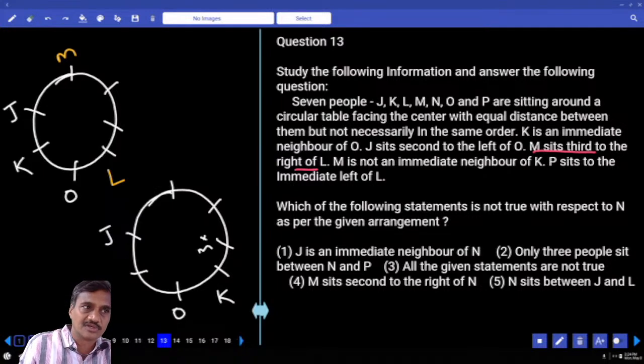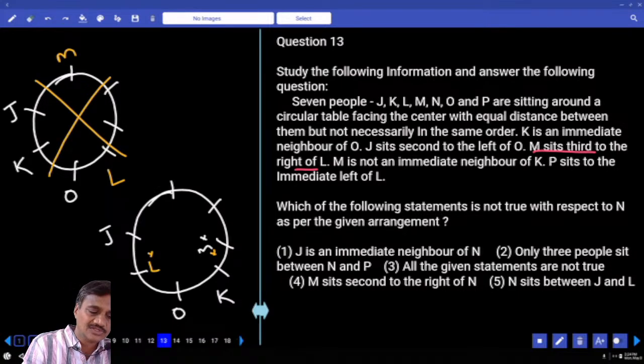Are you getting this point or not? And this case is ruled out. Then L cannot be at this place. Then L cannot be here. Are you getting this one or not? Then where should L be? If L is at this place, and P sits to the immediate left of L, P is here. Then M sits third to the right of L is not possible, isn't it? And this case is also ruled out.